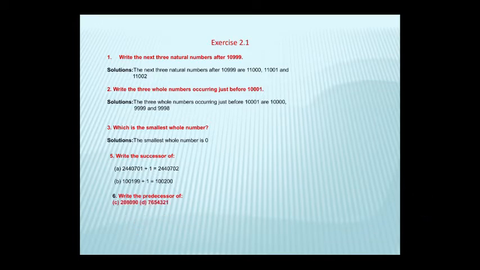Predecessor means minus 1 you have to do here. See, the predecessors are here. For 2,08,090, the predecessor is minus 1, so you will get 2,08,089. See this number, 76,54,321: the predecessor is minus 1, so 76,54,320.